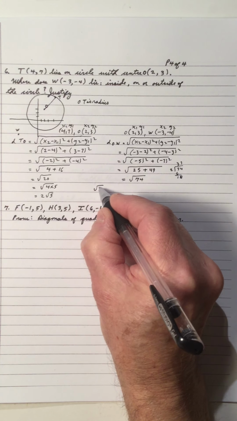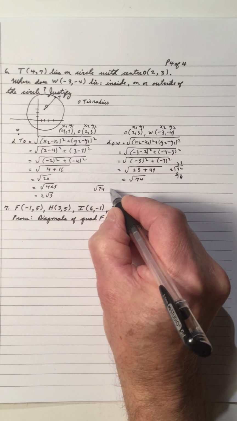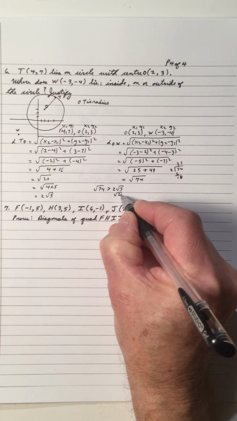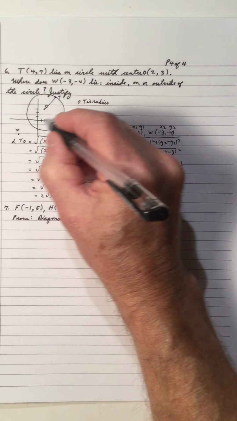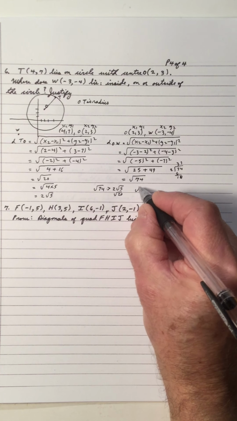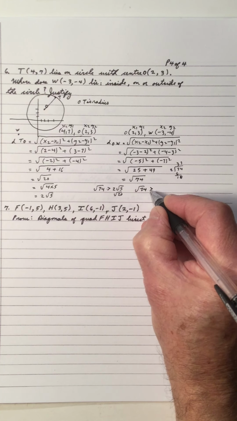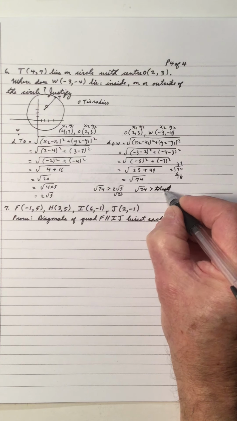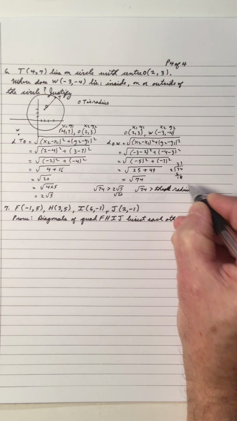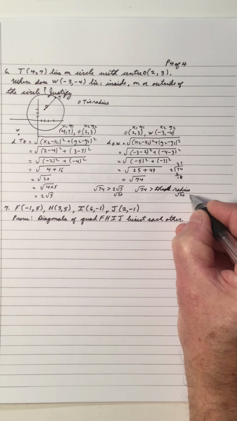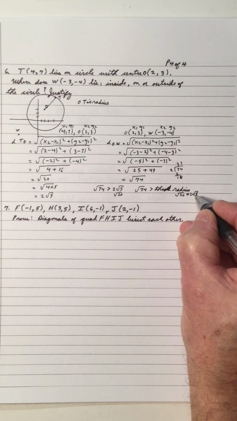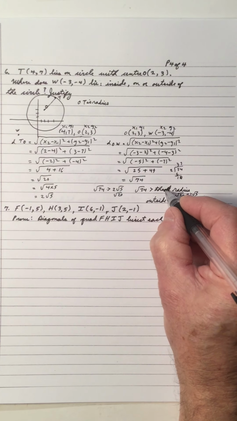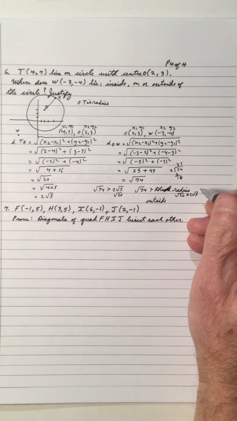But the square root of 74 is greater than 2 root 5, or we could call it root 20. And because it's greater, that means that root 74 is greater than the radius, which is root 20 or 2 root 5. So it lies outside because the distance is greater. That's the answer there, just to make sure.